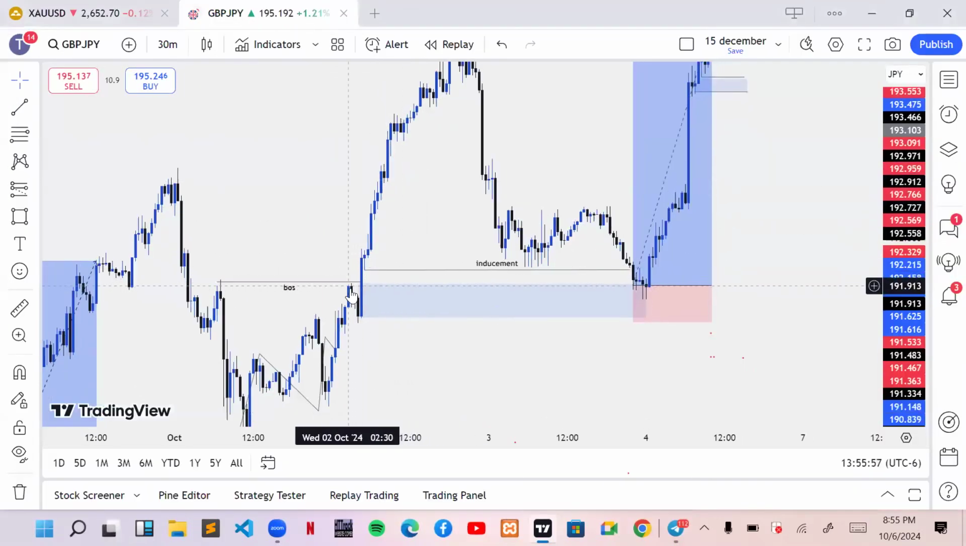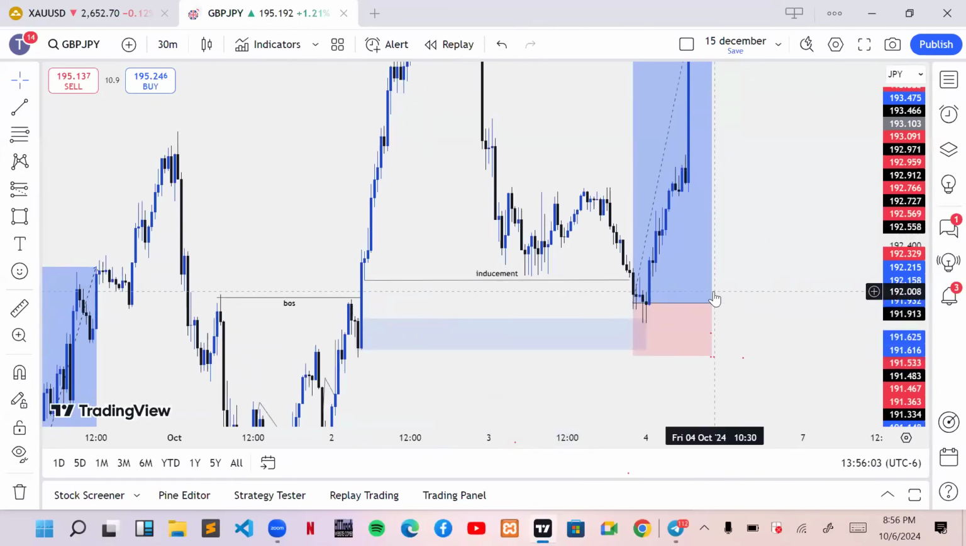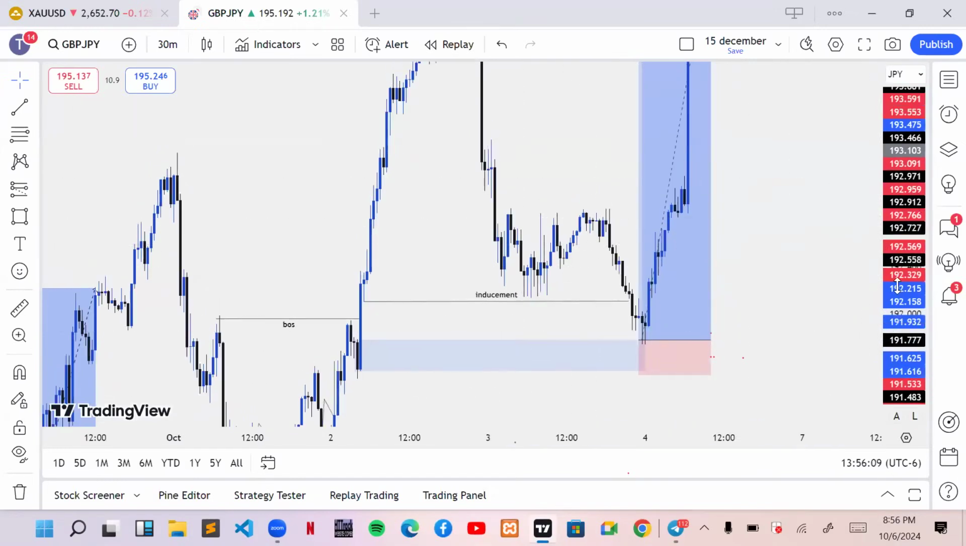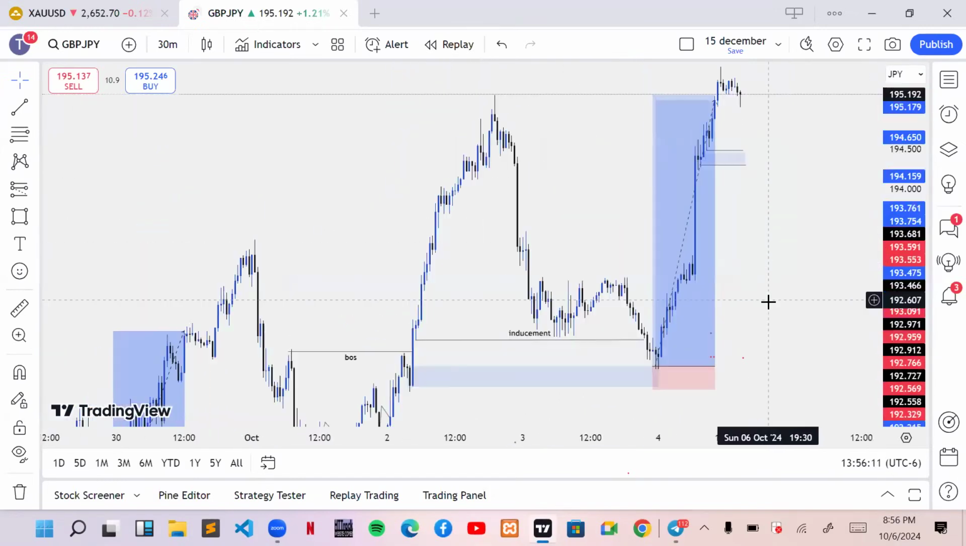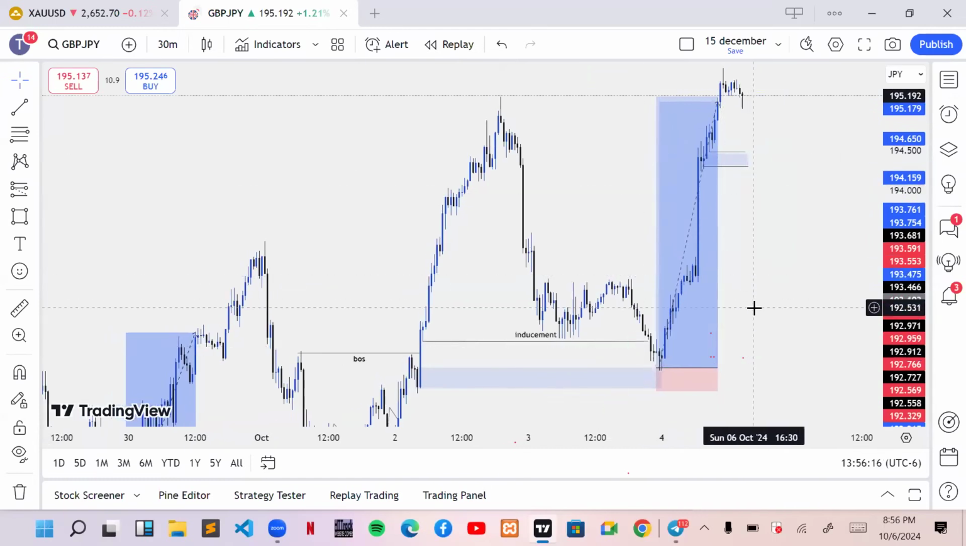Now, I used my breaker block, but in this case, let me just use other block because it's the only other block that I've taught you guys. So this was the other block right here. I will wait for price to now come in and trigger that other block. And after market triggered that other block, it continued buying. This was also during NFP news.